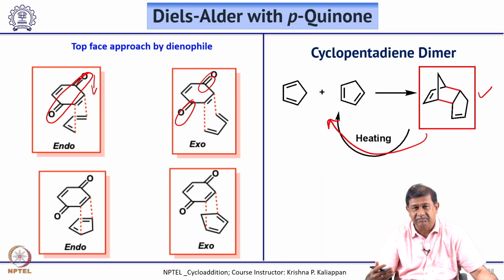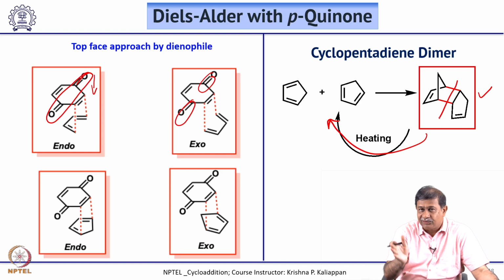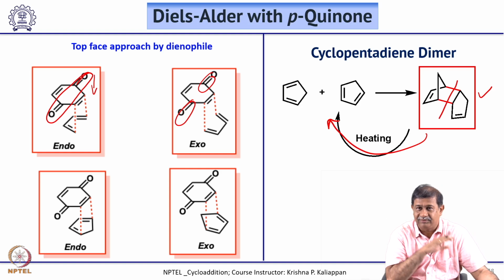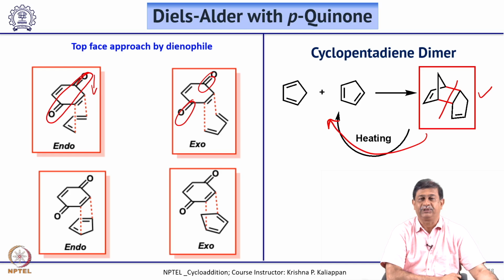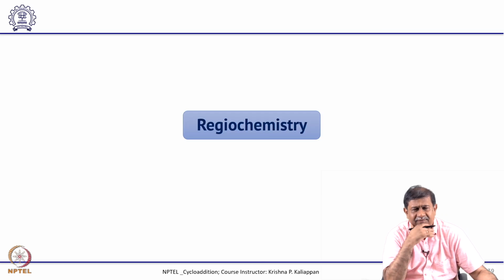So the cracking: if you heat it, it undergoes a retro 4+2 to give cyclopentadiene. For any cyclopentadiene-based Diels-Alder reaction or any other reaction, you have to start with cyclopentadiene dimer and then heat it, and that will undergo cracking or retro 4+2 to give 2 molecules of cyclopentadiene that can be used subsequently. Okay. So far what we discussed was various stereochemical outcomes of 4+2 cycloaddition reaction.